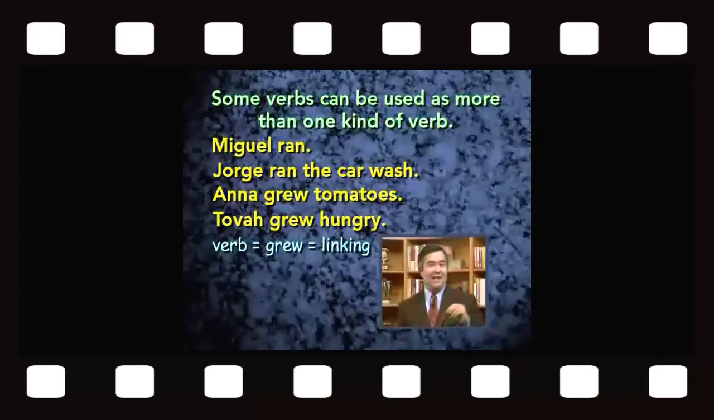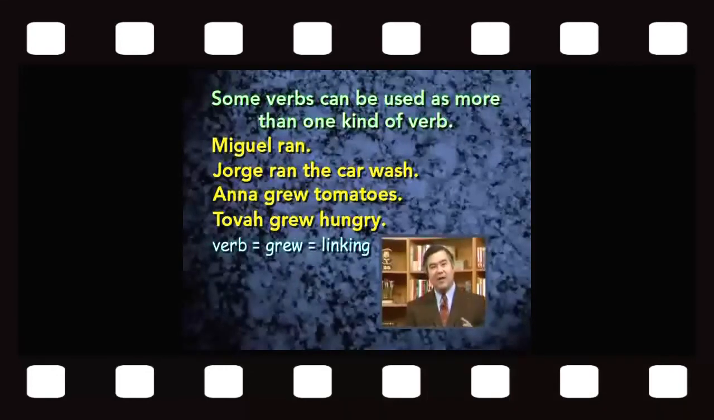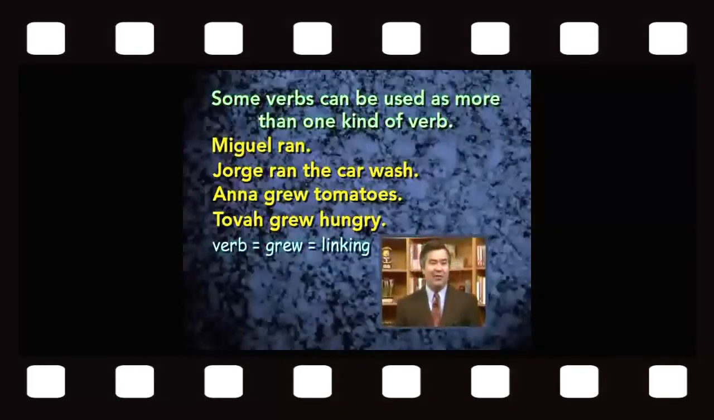Hungry is not the object of the action. It's not receiving the action in the way the tomatoes received the action of growing in the sentence about Anna. Instead, grew is being used as a linking verb, and Tova and hungry are being equated with one another. Once again, notice that the very same verb can be used with different meanings to play a different role in a sentence. So the same verb may be a transitive verb or an intransitive verb or a linking verb.